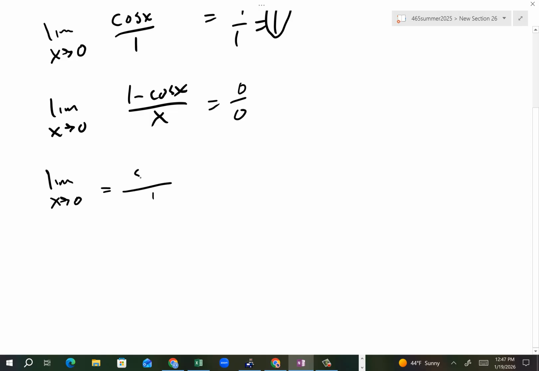The top will become the sine of x, right? Well, I should rewrite it out. So the limit of the sine of x over 1. And then what is that? We're going to get 0 over 1, which is 0, which was the correct answer.